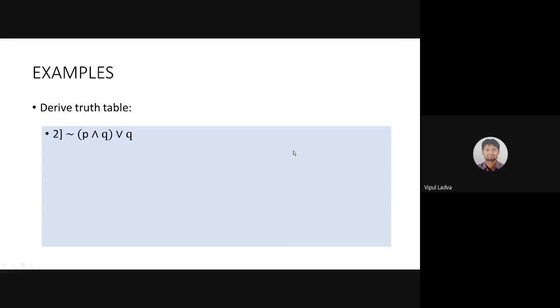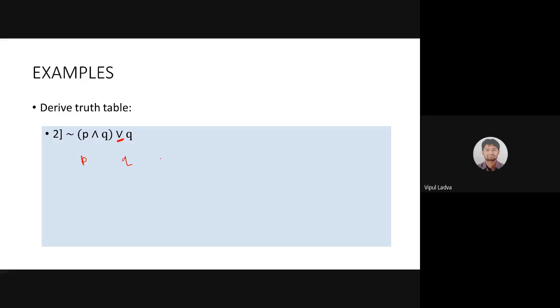Can you give me the truth table for the negation of P conjunction Q disjunction with Q? Observe here, I'm using just two statements P and Q. I'm looking for the disjunction of the negation of P and Q with Q. So when you are going for the truth table for this, the order will be P, Q.